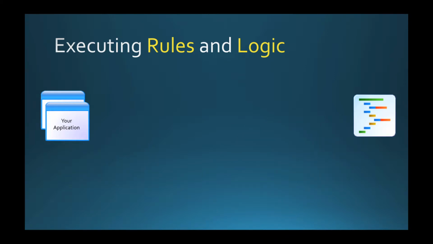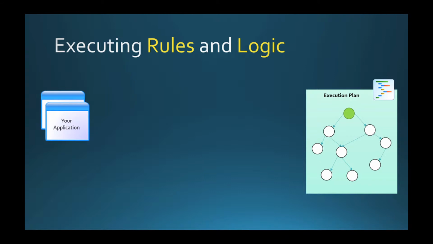After loading rules and logic models into your application, the next step for execution is creating an execution plan for those models. Creating an execution plan is very simple and you'll see it in a minute. It's a matter of writing a line of code. Once created, you should keep the execution plan reference for the rest of your application lifecycle, and you do not need to recreate it again if the model is unchanged.